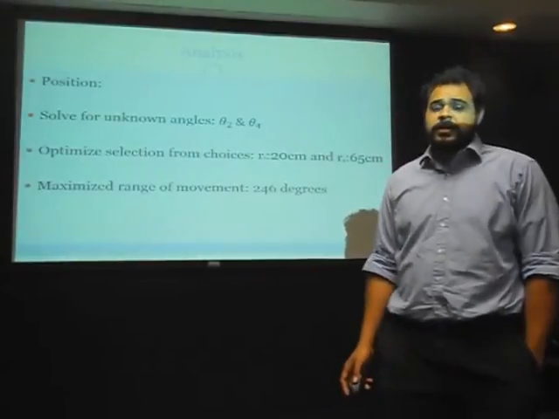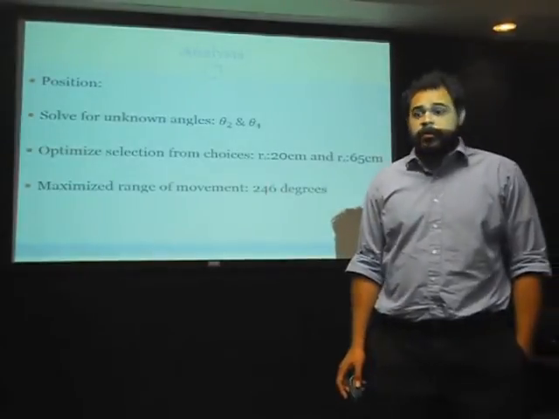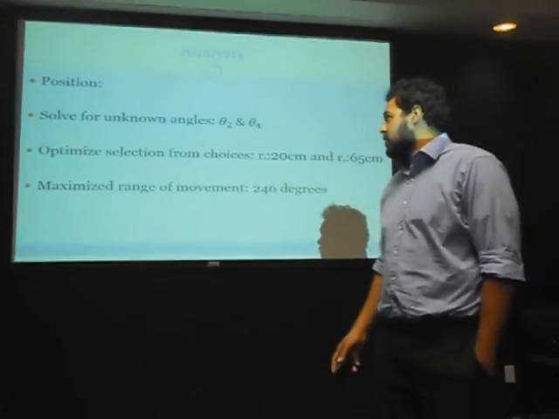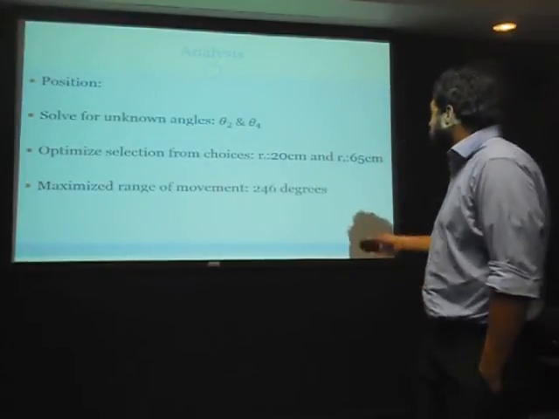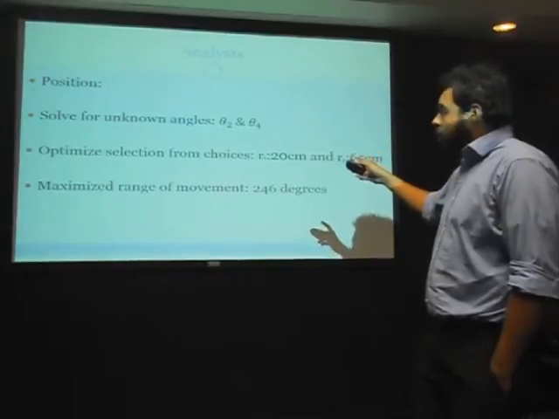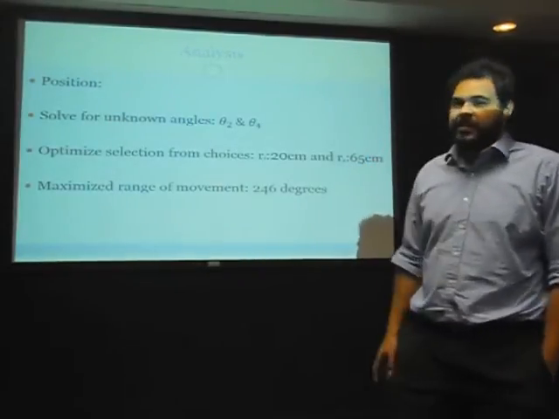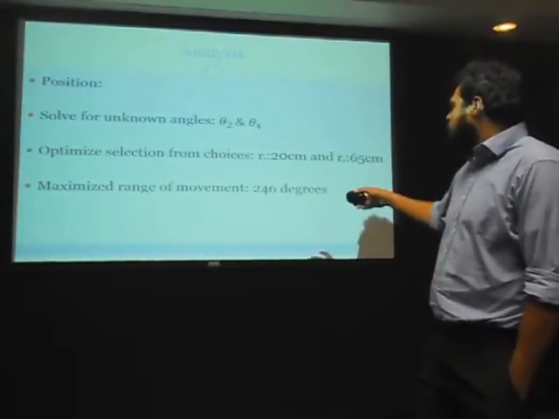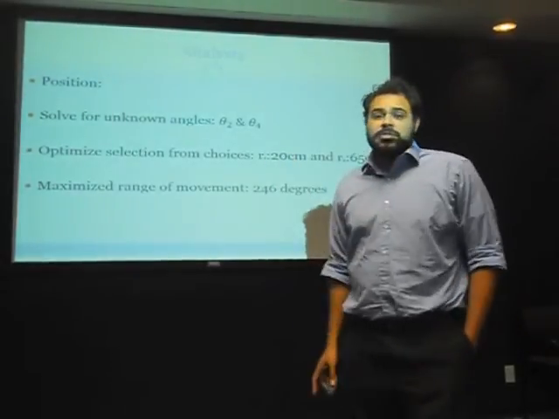For our position analysis, we had to solve for the positions of link 2 and link 4. After using complicated equations, we were able to optimize our selections to our link 1 being 20 centimeters and our link 4 being 65 centimeters. Both of these lengths gave us a range of 246 degrees for our theta 2 and theta 4 to move within.